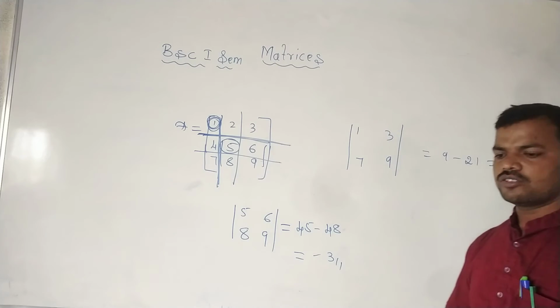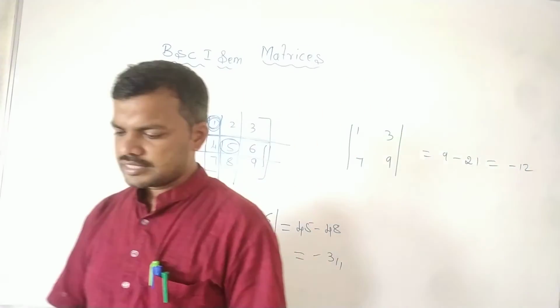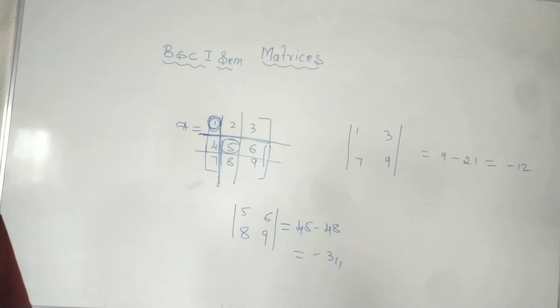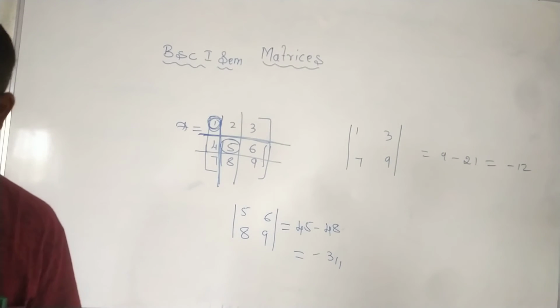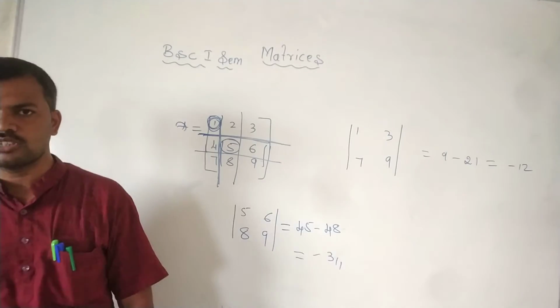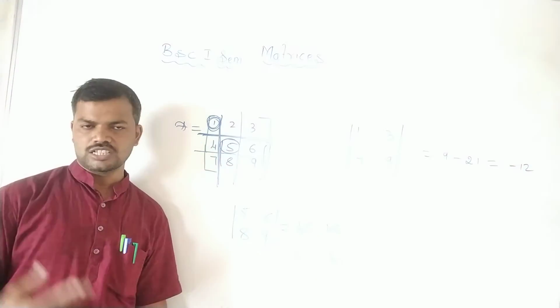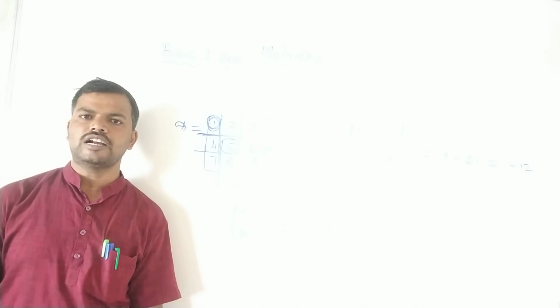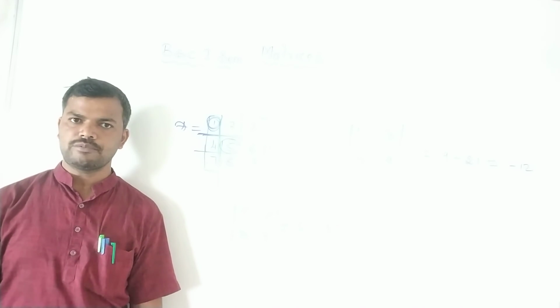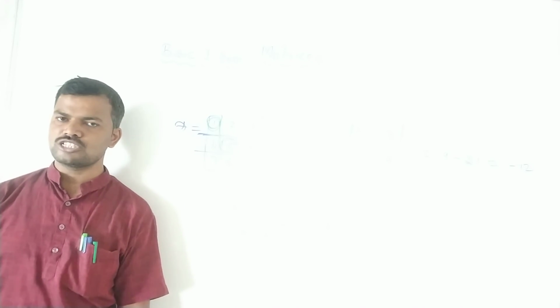Like this we have to find the minor, and symmetric matrix. Next we have the properties of symmetric and skew symmetric matrices. Then we have to study the elementary row transformation, like R1 minus R2. You are familiar with finding the inverse of a matrix by the elementary transformation method.